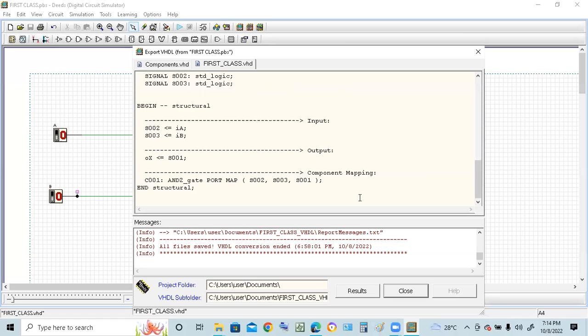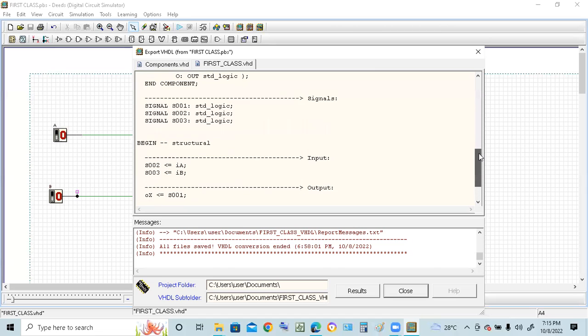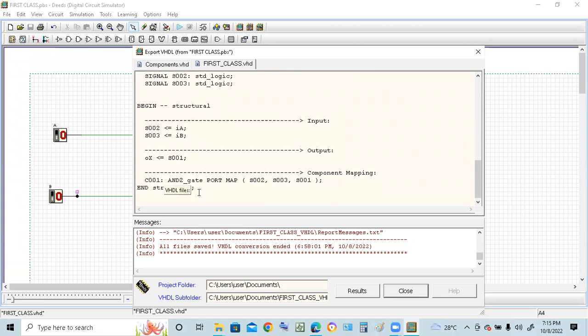All right, component mapping C001 and port map 002, 003, 001. Right? And this is all I wanted to do. It's just a gate. Now we can do something else with it.